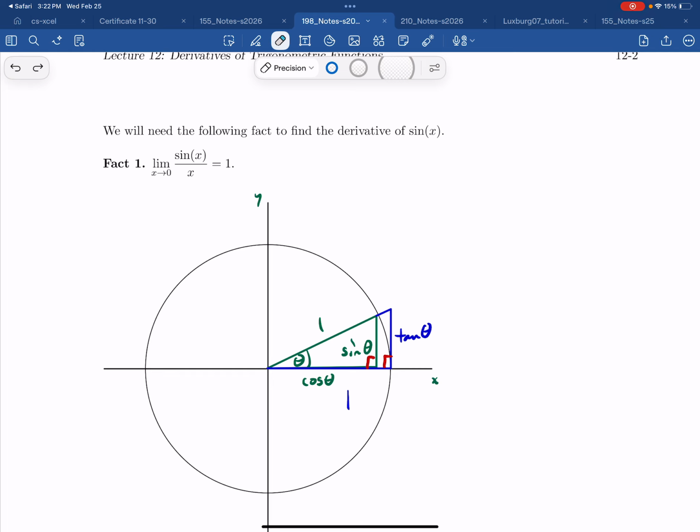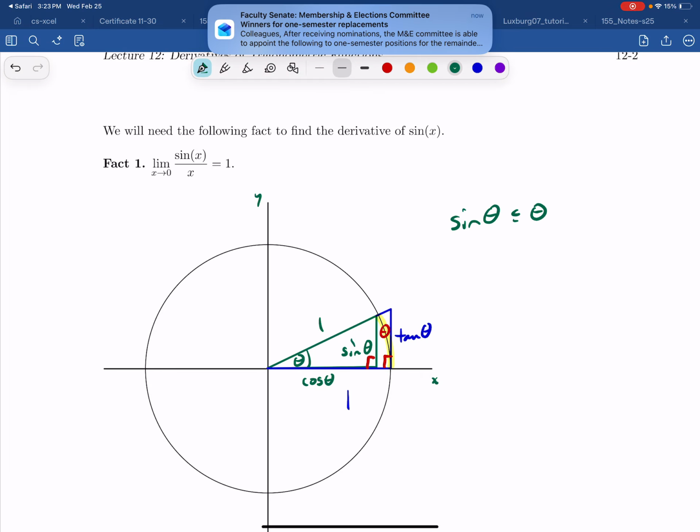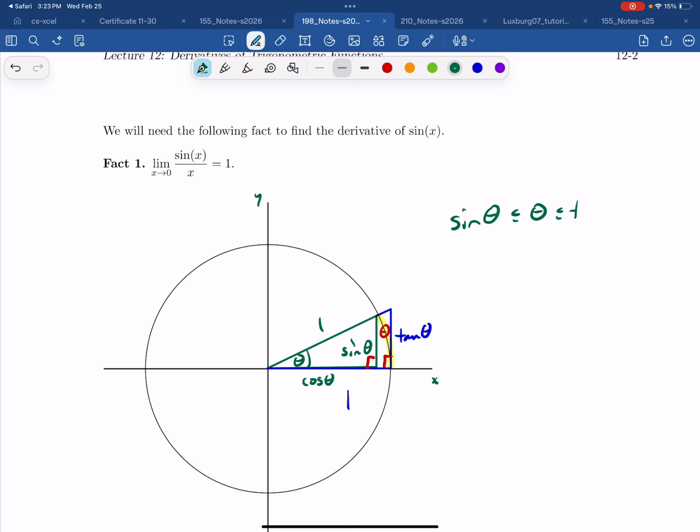So the reason that we care about that is that this, by definition, is our angle theta. Actually, let me put that in red, just to be crystal clear, that's theta. So we have this inequality: sine of theta is less than or equal to theta, which is less than or equal to tangent of theta.